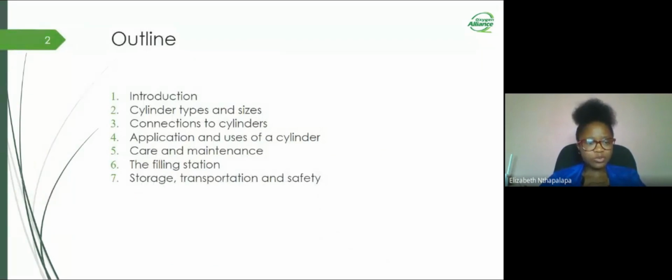So in this presentation, we're going to talk about the introduction to the cylinders, cylinder types and sizes, connections to cylinders, their uses, care and maintenance. We're going to talk about the filling station, storage, transportation, as well as safety.